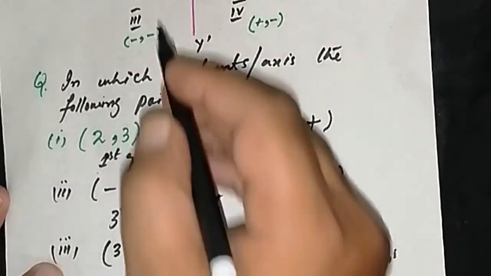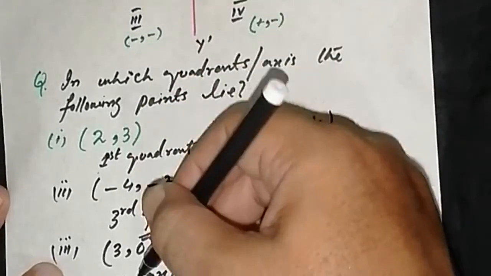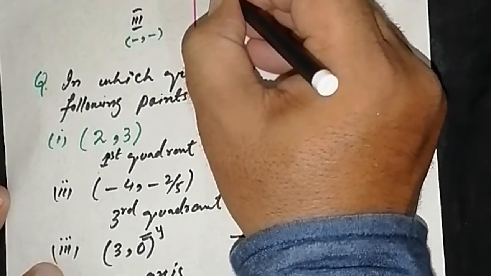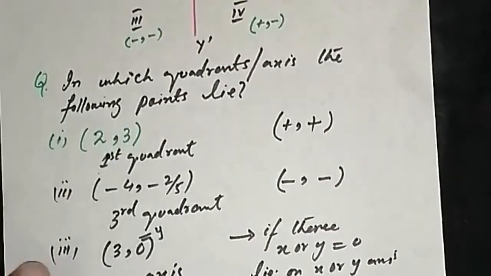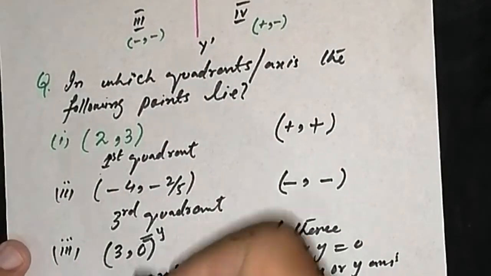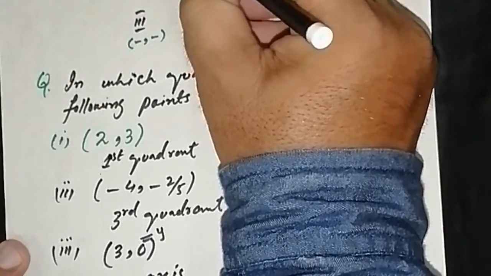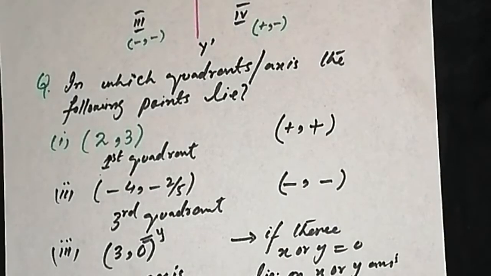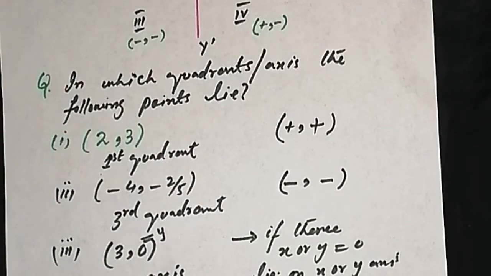In part 3, 3, 0, it means the point lies on x-axis, 1, 2, 3, 0. The point will be here. On y-axis, 0, 6, the point will be here, on the line of axis. If the value of x and y equal to 0, then the point lies on the line of axis, not in the quadrant. So you have to remember this word and these examples to understand the questions of this type.